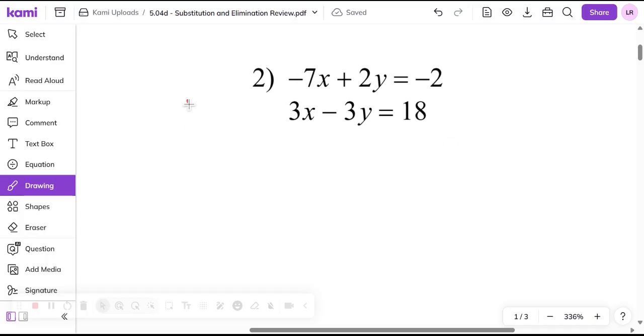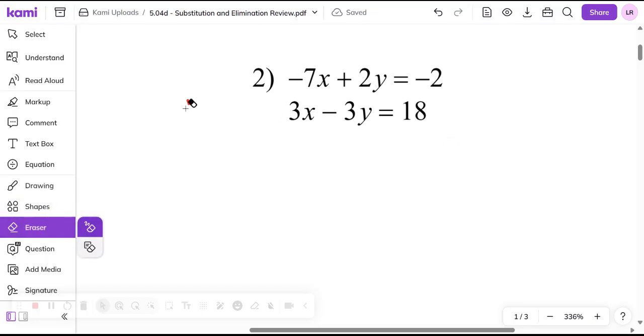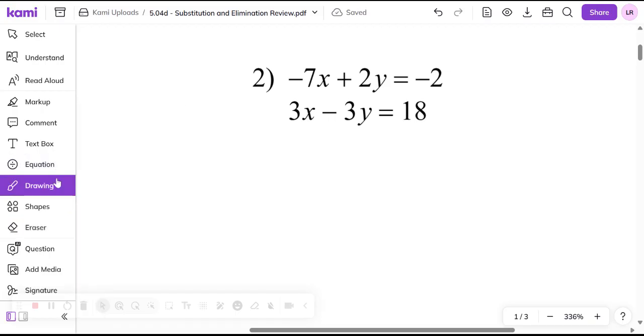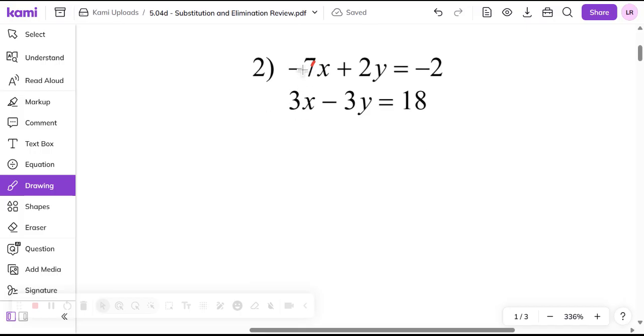For me personally, in this particular problem, I would probably deal with the y's because it's smaller numbers. But you could choose to work with the x's. Either way is going to be fine. So I'm going to go ahead and work with the x's here. I'm working with the front 2 numbers. Remember, I want to make opposites.